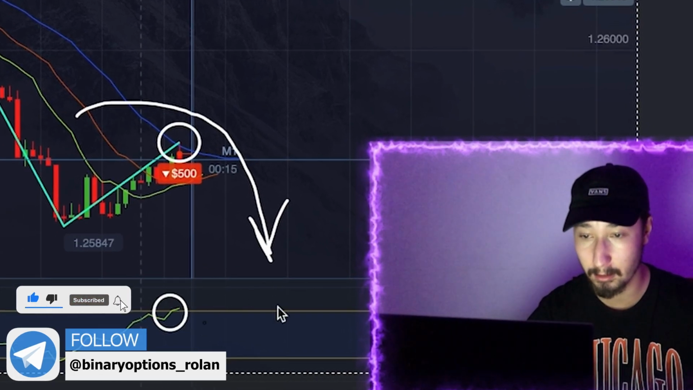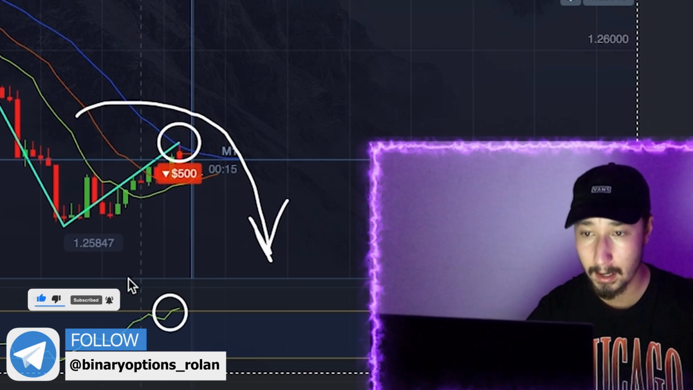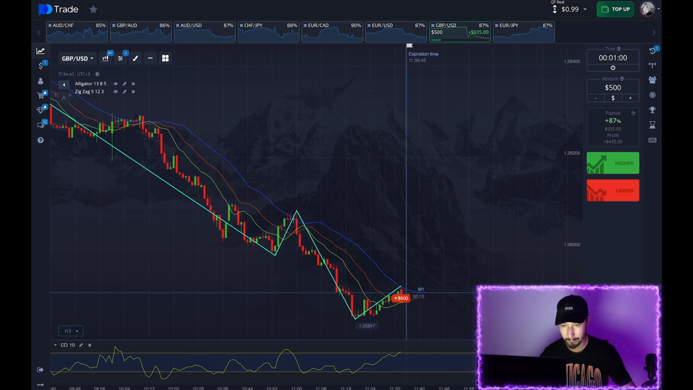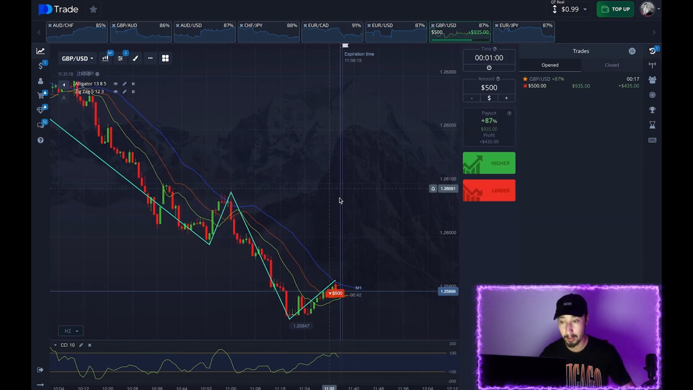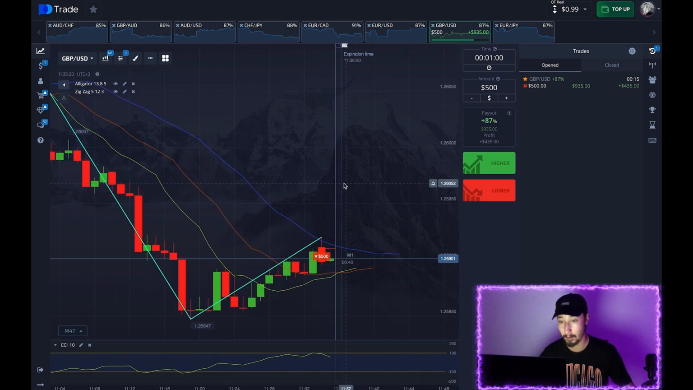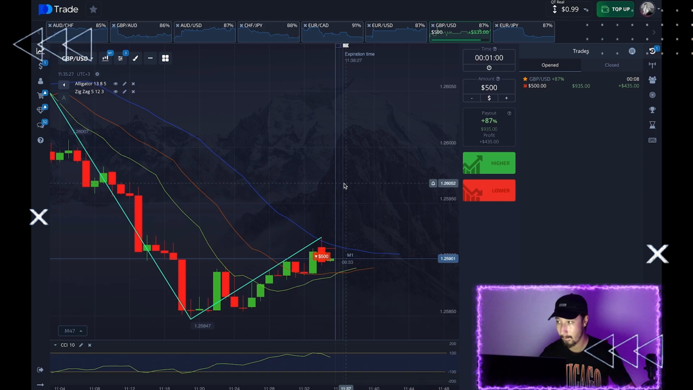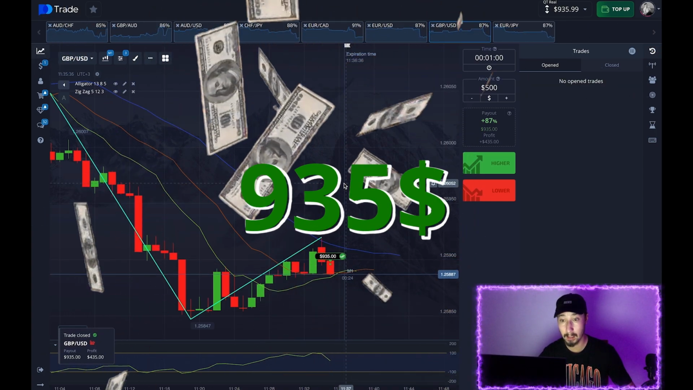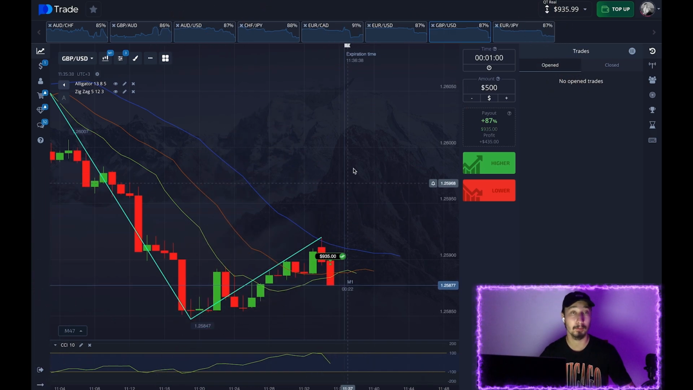Our oscillator is in the overbought area, as you can see. Respectively, all indicators indicate that the trade should be open for a short. And let's look at the result of the second position. And of course our second position closed with a plus.